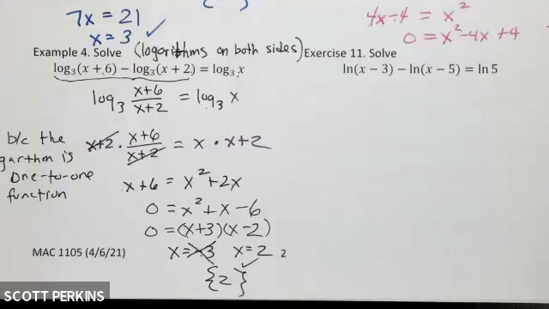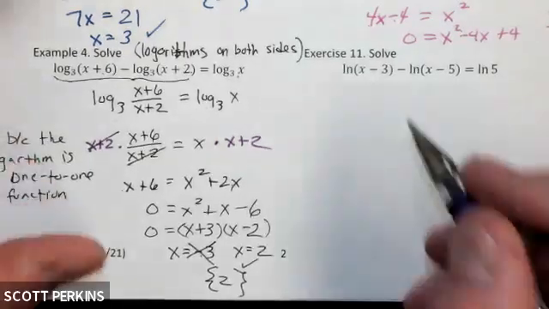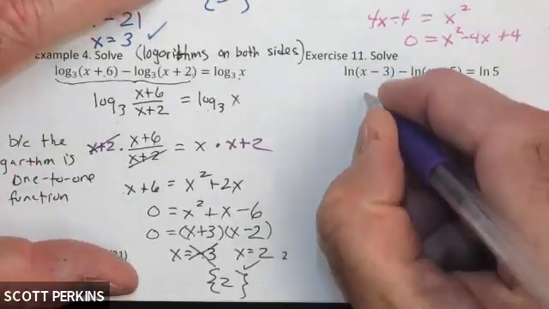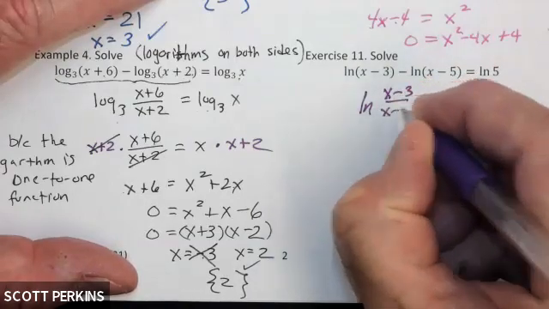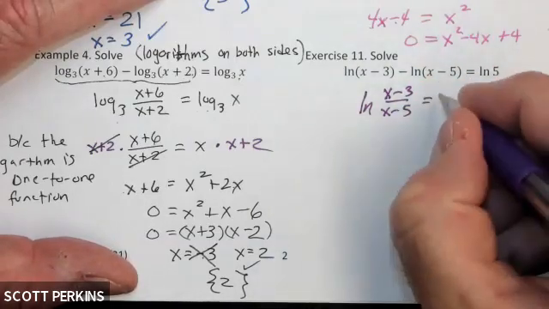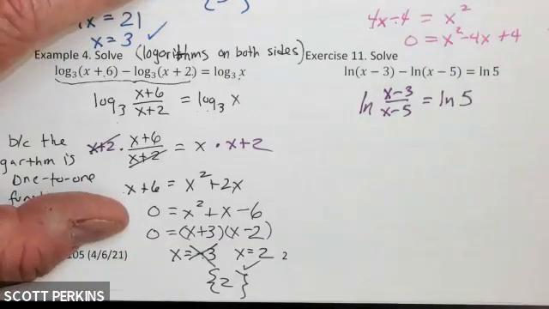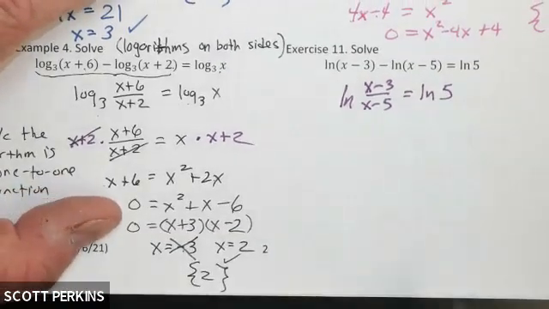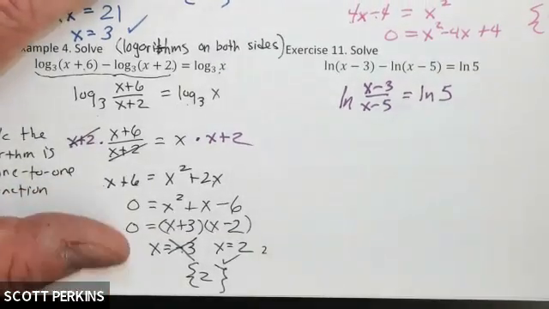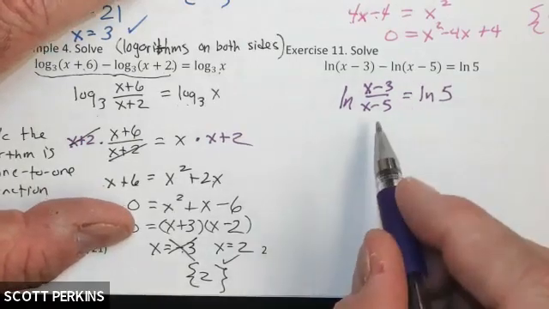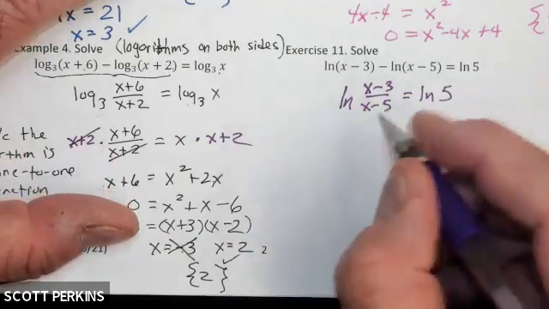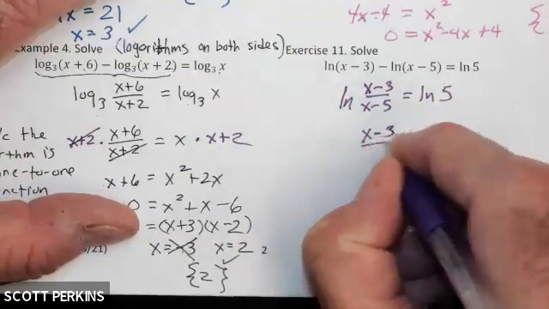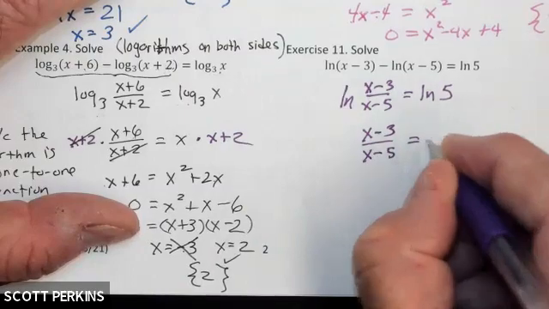All right, so one more time, I've got a quotient rule problem. So on the left side, I'm going to say, okay, this is the natural log of (x minus 3) over (x minus 5). On the right side, I've got natural log of 5. And once again, this is the situation where I have a logarithm on both sides. So what I'm just going to do now is say this is a one-to-one function. So these two things are equal if and only if (x minus 3) over (x minus 5) equals 5.